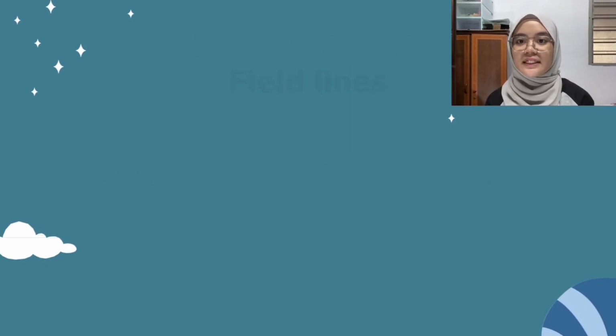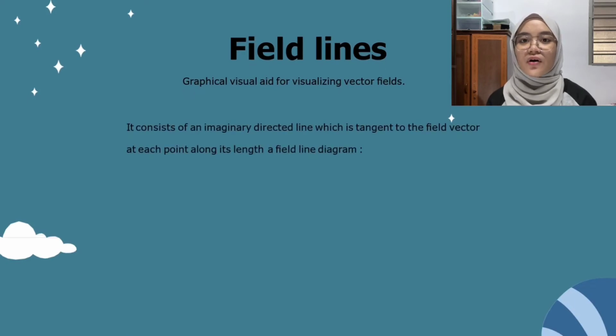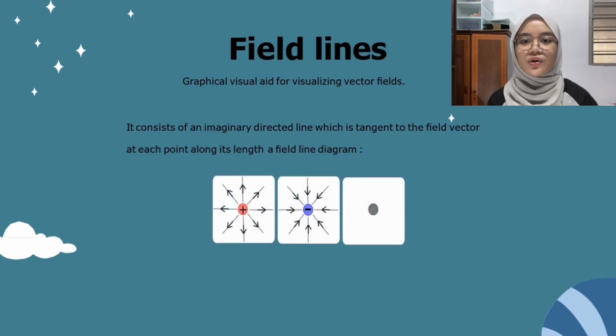So let's see the field, easy to picture and understand what is going on between these charges with vectors, using what we learned about Coulomb's law and force vectors. A field line is a graphical visual aid for visualizing a vector field. It consists of an imaginary directed line which is tangent to the field vector at each point along its length. A diagram showing a representative set of nearby field lines is a common way of depicting a vector field in scientific and mathematical literature.